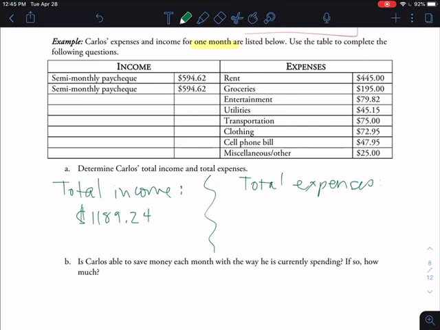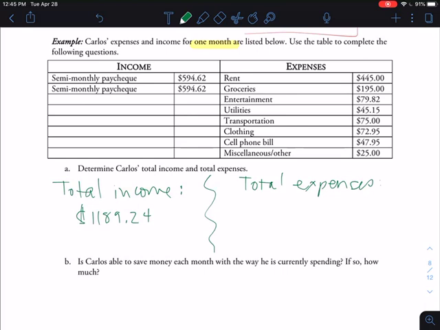Okay, I'm going to do it here. I've already done it once. This is my second time through. As I was preparing for the video, I looked at it once, and I'm just going to do it again here. So I'm just adding 445 plus 195 and so on all the way down to the bottom. And we should get a number pretty close to 1,189.24 because it looks like he is spending kind of close to how much he's earning.